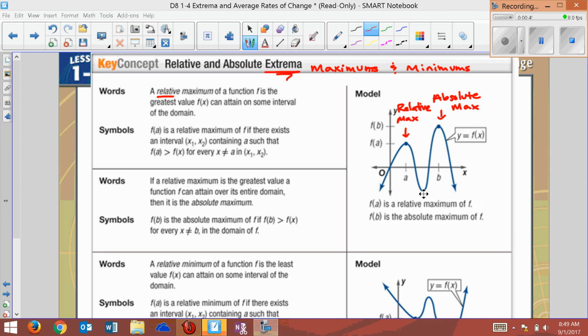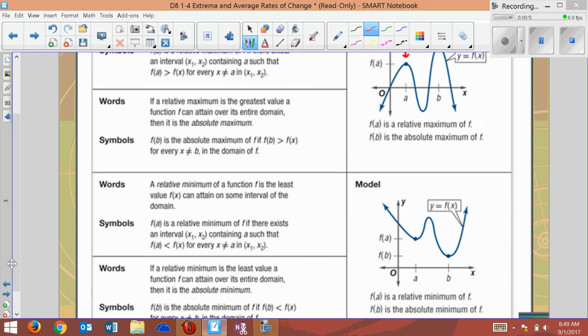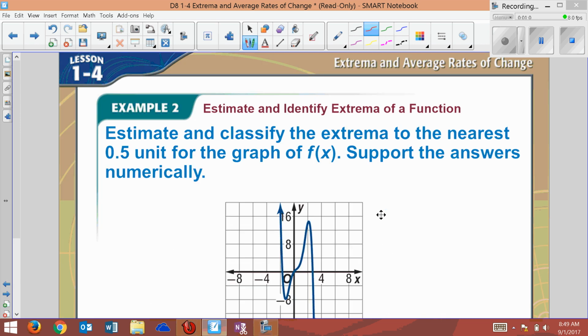This would have one minimum. It's here. Even though it's not the lowest point in the graph, it is a relative minimum. All right, but here's a picture showing minimums. This one would be an absolute. This one would be a relative. So I'll just do relative here and absolute. All right, so that's what extrema are.